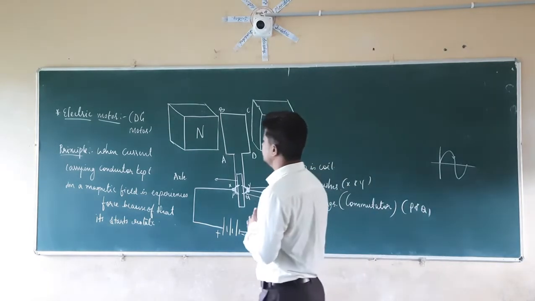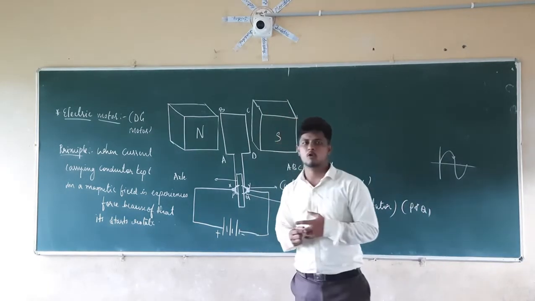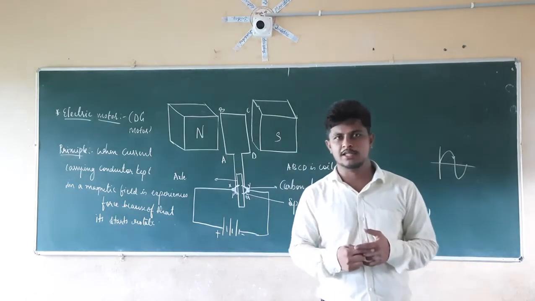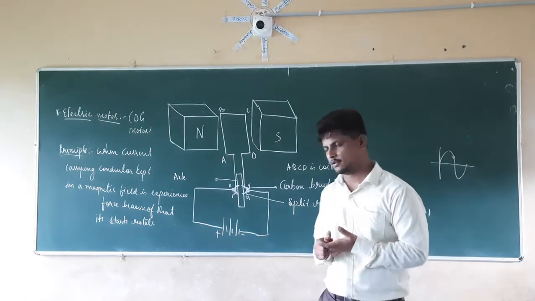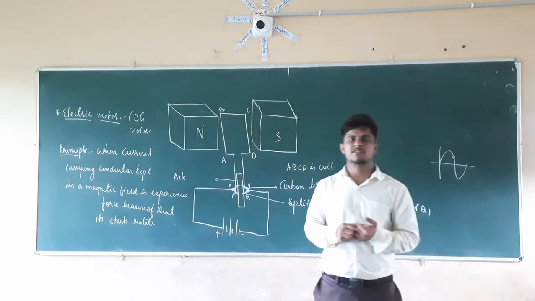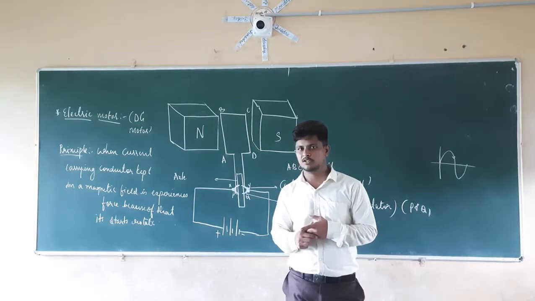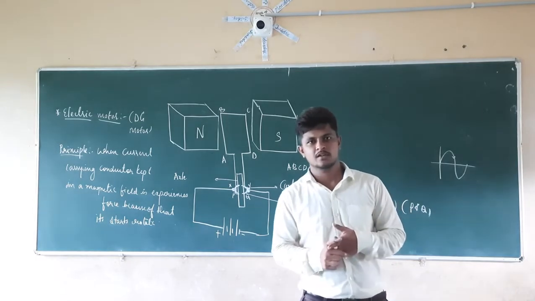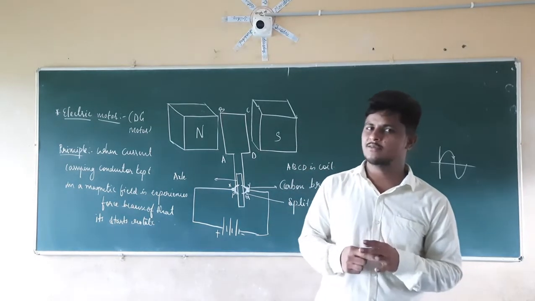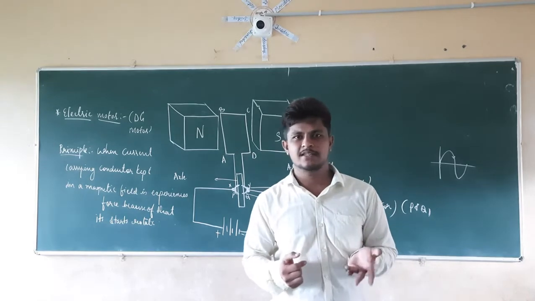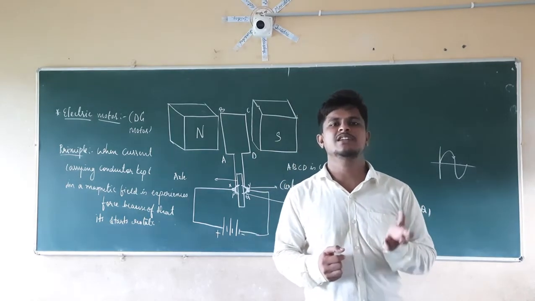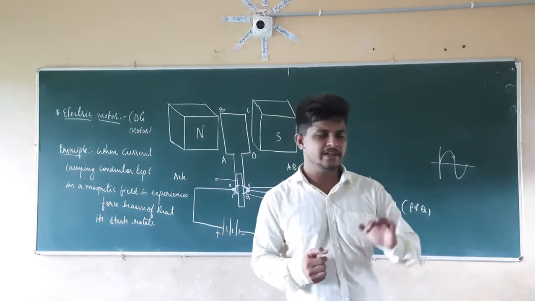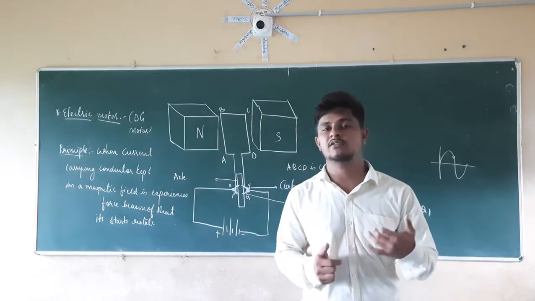Right. So today we are going to discuss the electric motor. Electric motor, that is nothing but the DC motor. We have two types of motor, one is the AC motor, another one is the DC motor. In this case we are going to study only the DC motor. So what is the difference here? The DC motor works on direct current, whereas the AC motor works on alternating current.